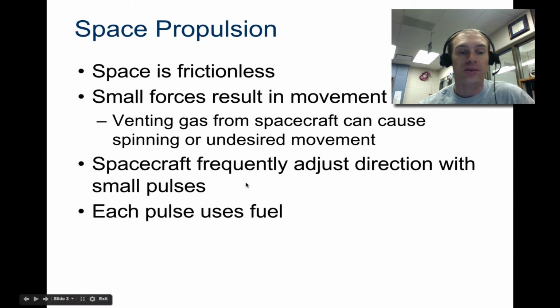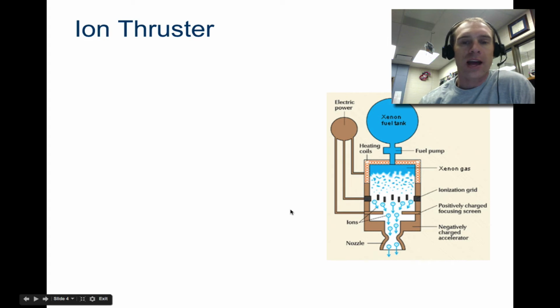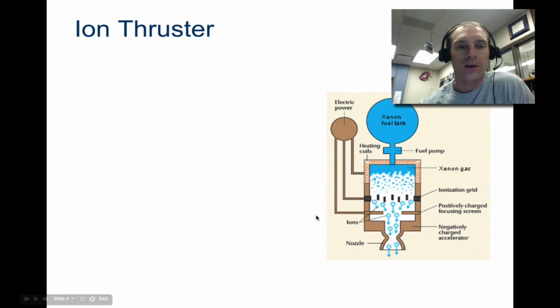Spacecraft frequently adjust direction with small pulses. That would be the venting gas in a desired place, and each pulse uses fuel. Sometimes that fuel is just in the form of compressed gases, and sometimes it's actually something that's combusting. Usually when you're in space, though, it's just a compressed gas. So I'm just going to talk about a few, in very general terms, just to give you an idea, and then you're going to do some research with a partner on your own.